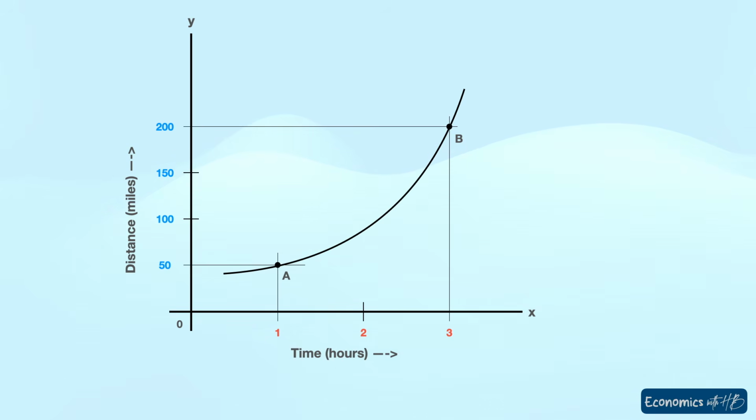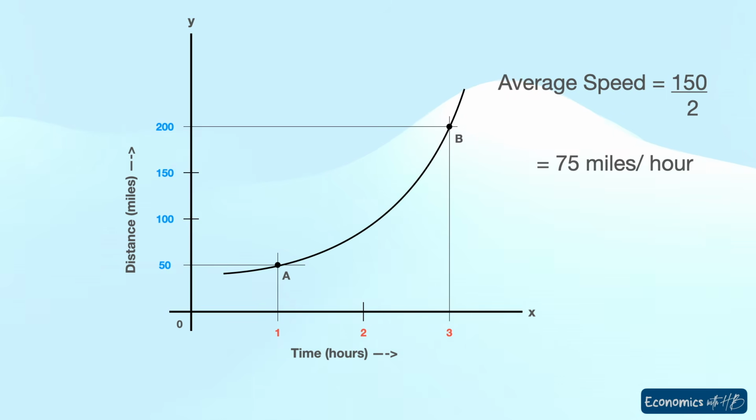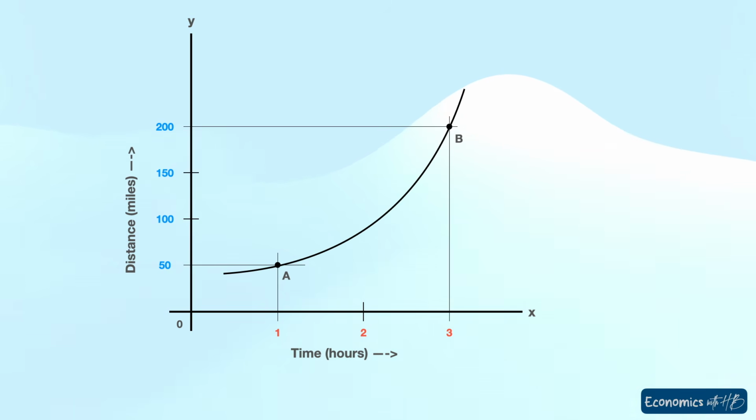His average speed can be calculated as distance traveled, that is between points A and B, upon time taken in reaching point B from point A. Clear है यहाँ तक? Distance between points A and B is 200 minus 50 is equal to 150 miles, and time taken between these 2 points is 3 minus 1 is equal to 2 hours. So, his average speed is 150 divided by 2 is equal to 75 miles per hour, which if you see is the slope of this line that connects these 2 points.